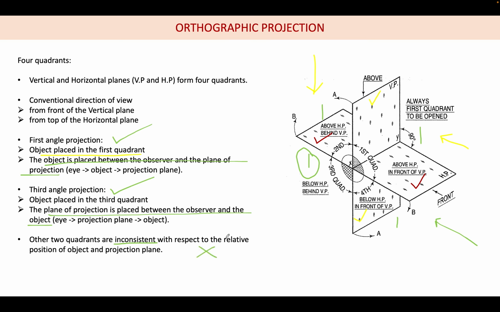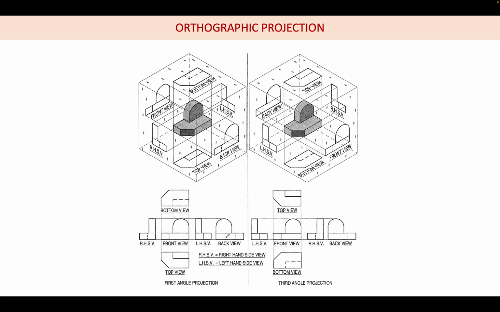So any doubt till now? Any doubt in what we discussed, about the basics of orthographic projection? If there is no doubt, we can proceed further. So this is the summary. In first angle projection, we saw the front view, the bottom view is at the top, the top view is at the bottom, the left view is at right, and the right view is at left, then the back view is there. Like this. Then similarly for third angle projection.